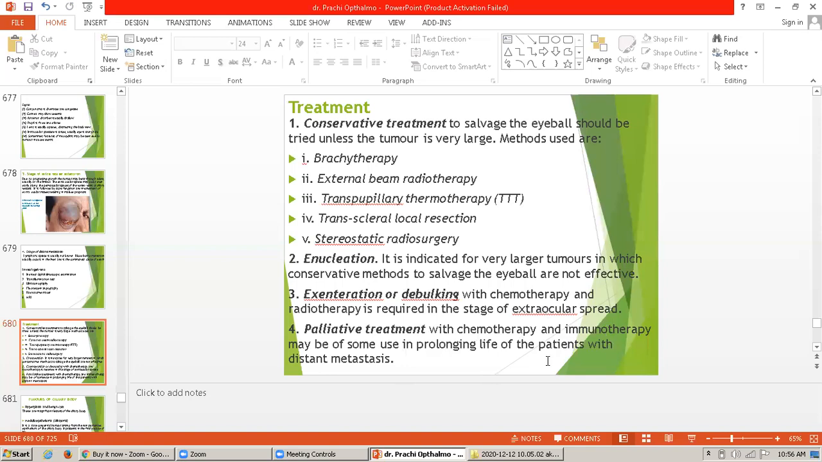So, the treatments of tumor of the choroid are: first, conservative treatment; second, enucleation; third, debulking; and fourth, palliative treatment. So this is all about the treatment of the tumor of the choroid.